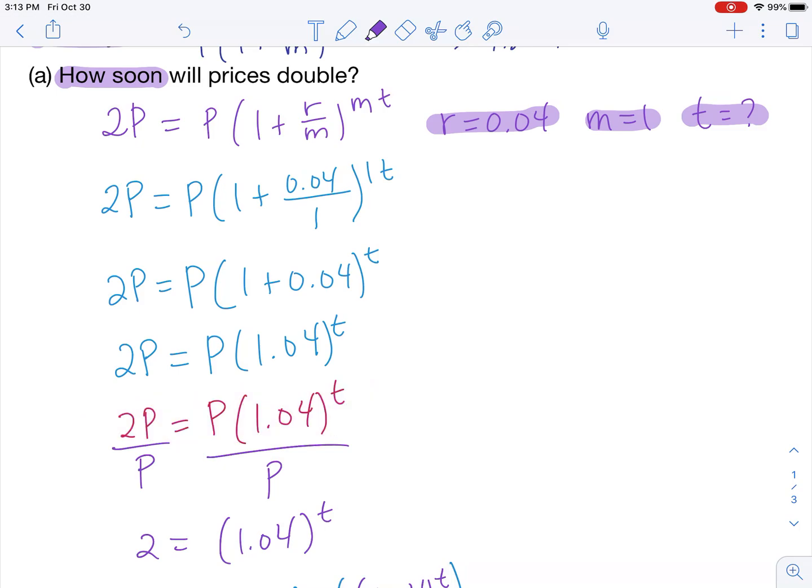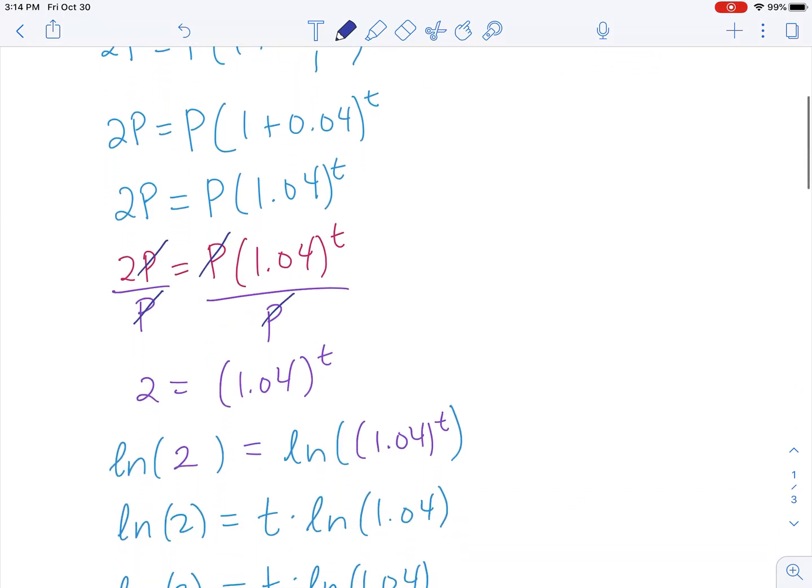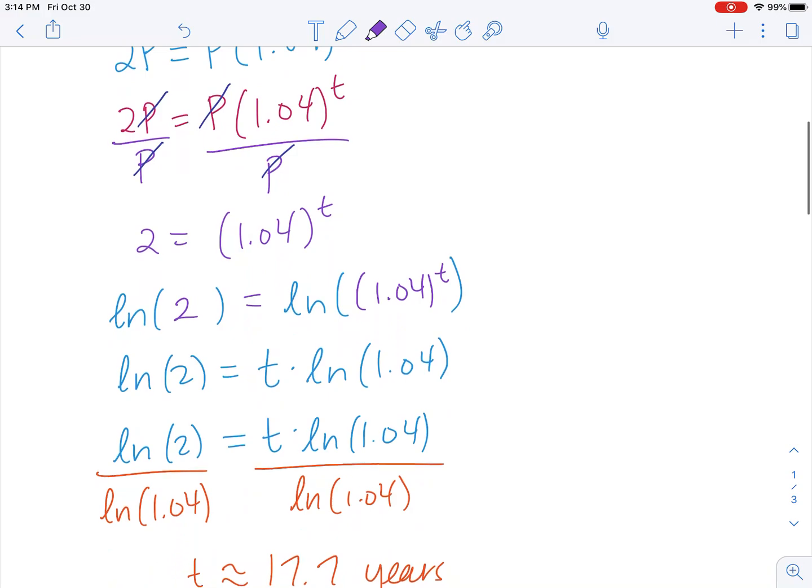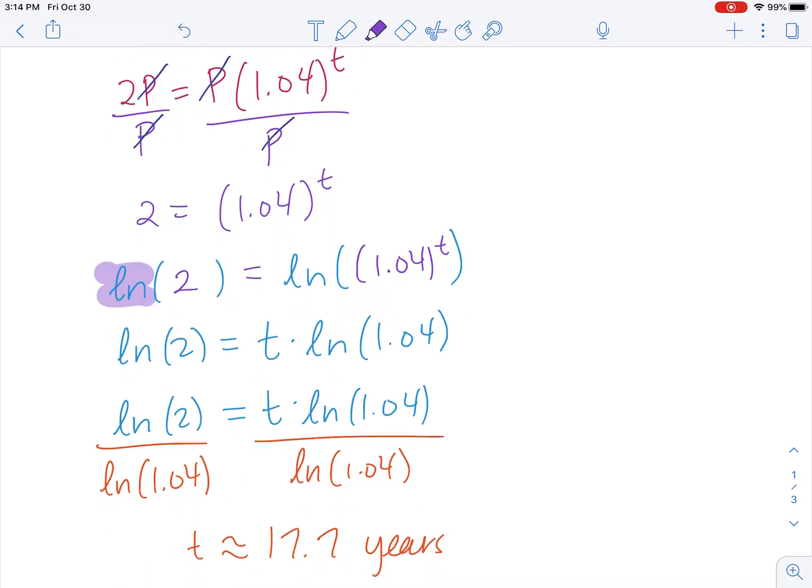From here, it's time to divide both sides by p because we can only solve for one variable in an equation at a time. We've got to get rid of one of our variables. We can easily get rid of p by dividing p on both sides. So what we're left with is 2 equals 1.04 raised to the power of t. And in order to solve for t, we have to use logarithms.